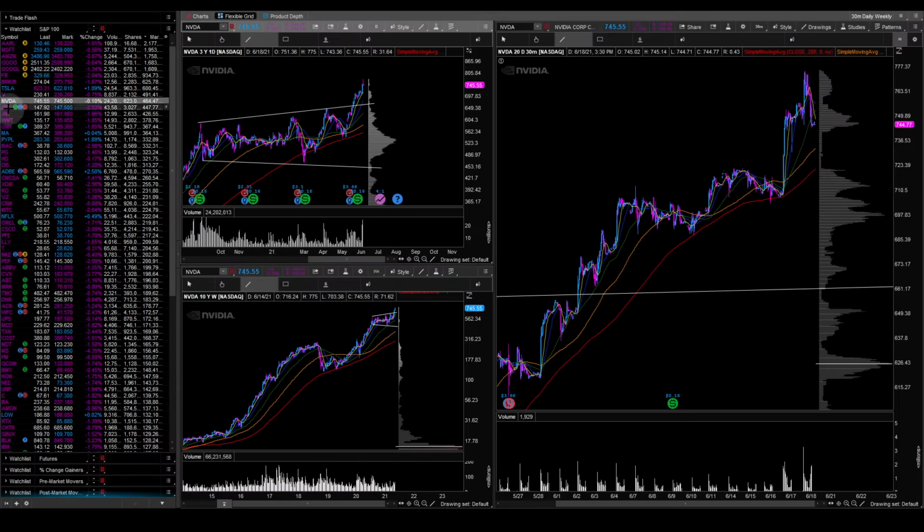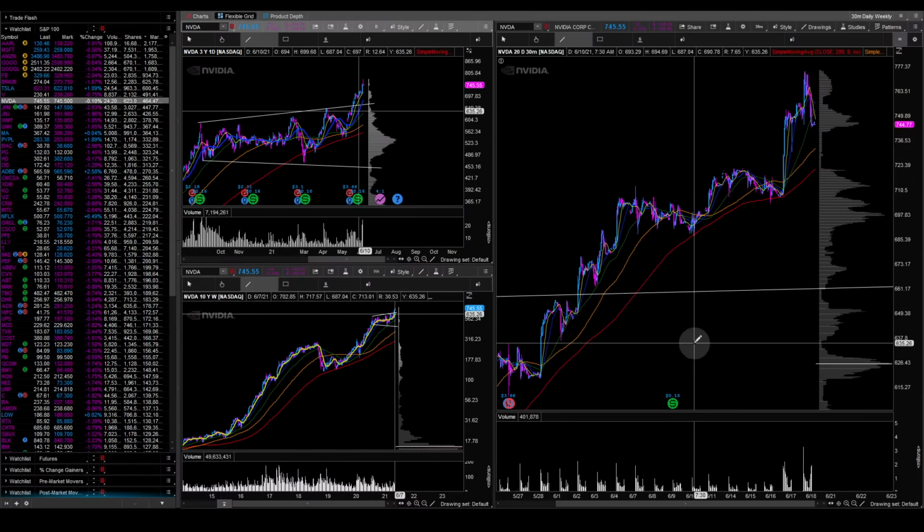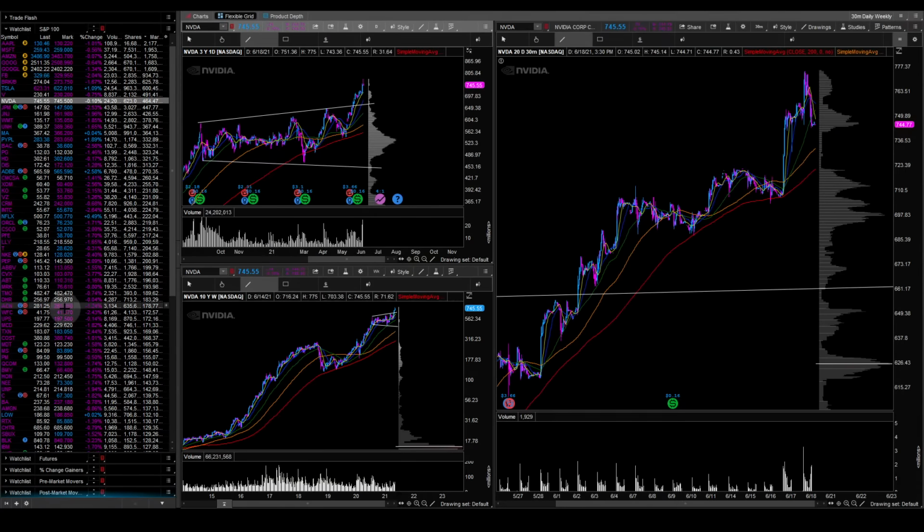Okay, so NVIDIA, obviously very strong, still in an uptrend. Yeah, that move, Charles, was cray-cray. I bought right at the close on one of my Thinkorswim accounts.